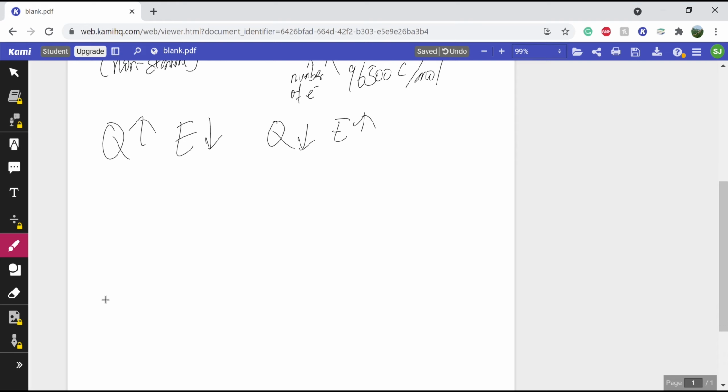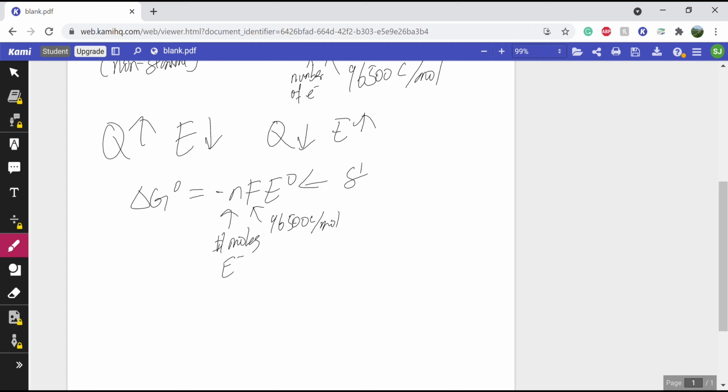Right now this should be a fourth way to calculate delta G, and that delta G is equal to negative nFE, where n is again the number of moles of electrons. F is Faraday's constant, which is 96,500 coulombs per mole, and E is the standard reaction potential in volts, which is also joules per coulomb. And this delta G is Gibbs free energy, and since we're using joules here, it will be in joules, so make sure you divide it by 1,000.